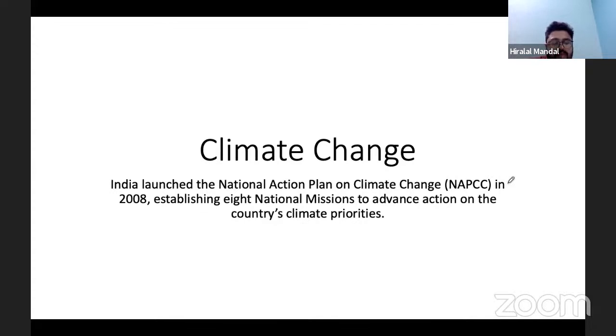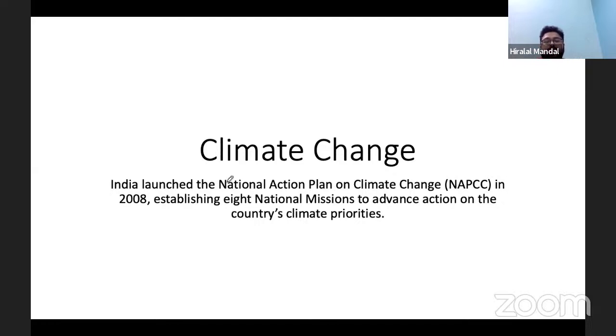At the same time, at the Glasgow Agreement that was organized this year, the Prime Minister has announced India to be carbon neutral by 2070. So important targets have been set by the country. Let us look at the various efforts made by the government with respect to climate change.